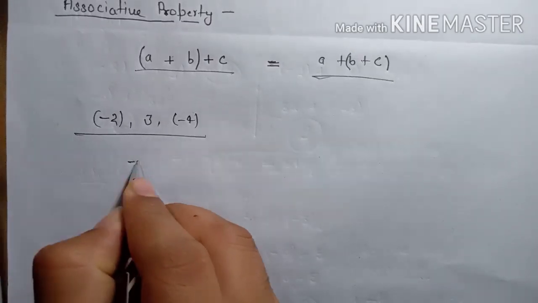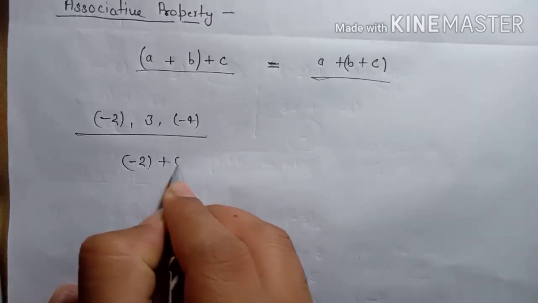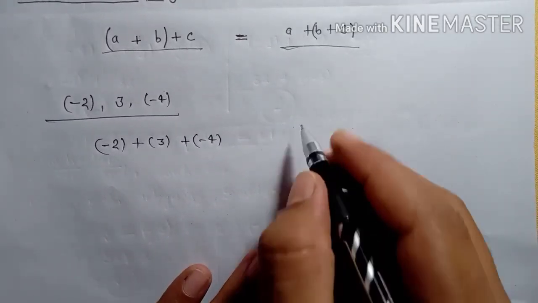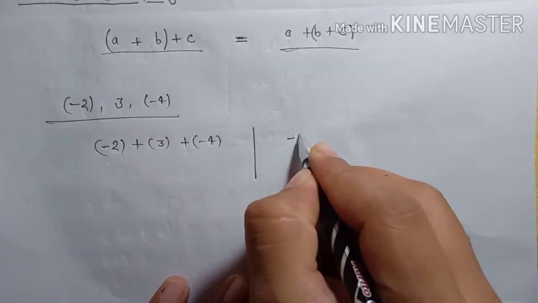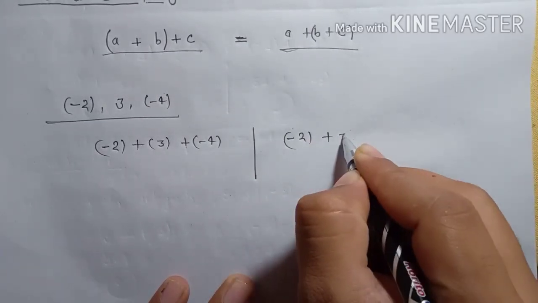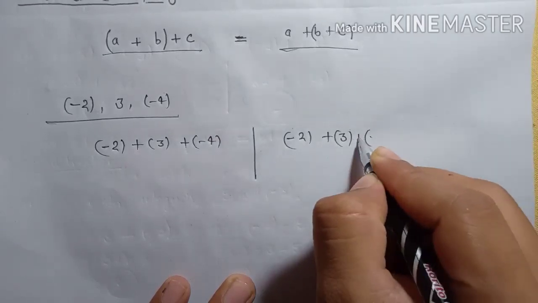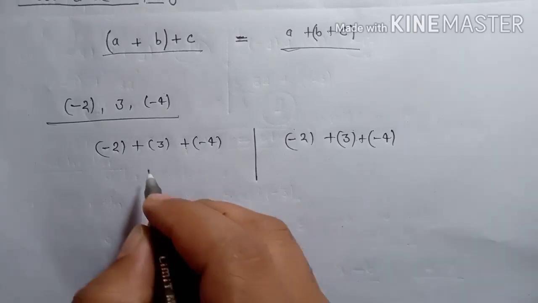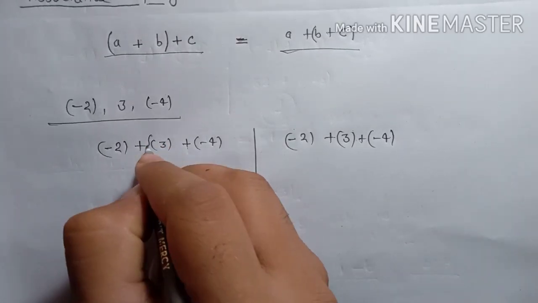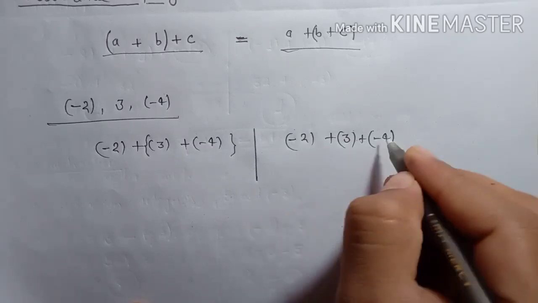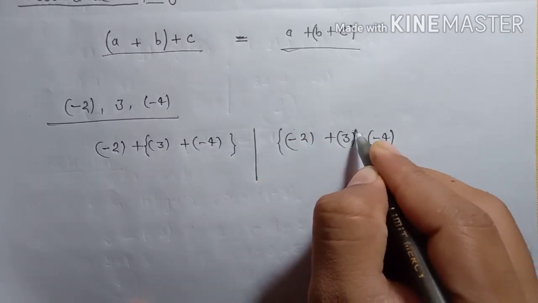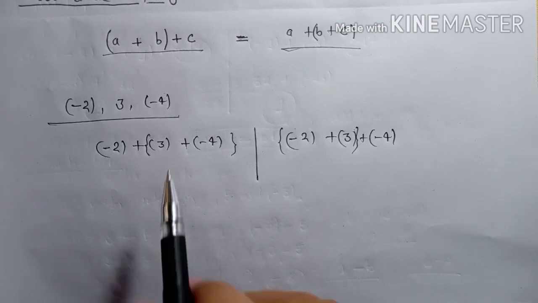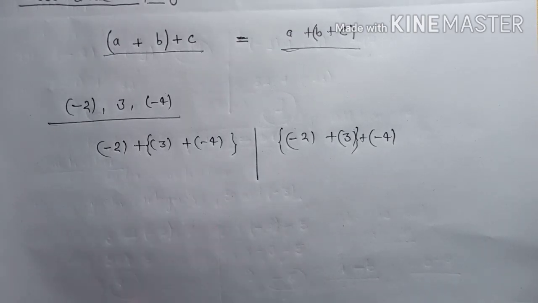Add these integers: -2 plus 3 plus -4. Again write it here: -2 plus 3 plus -4. First group these two numbers here, the first two numbers. Here we have to complete this addition operation first in the bracket.